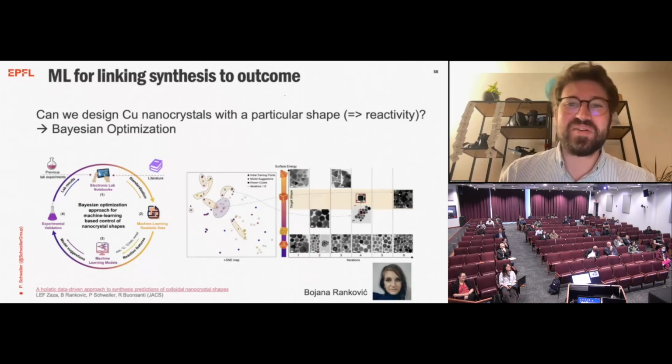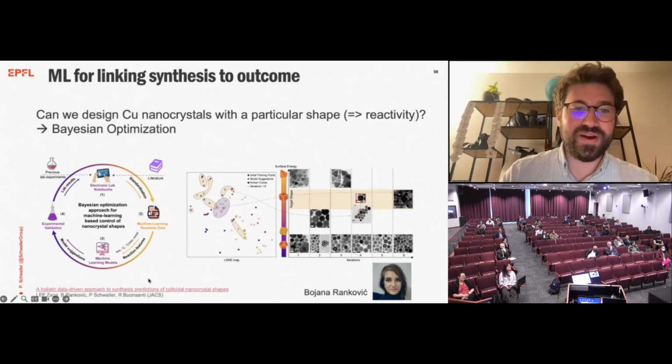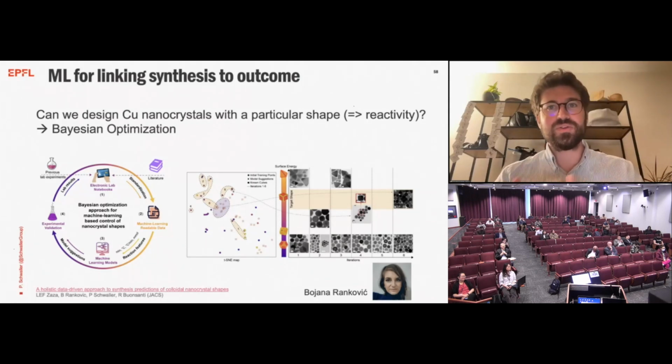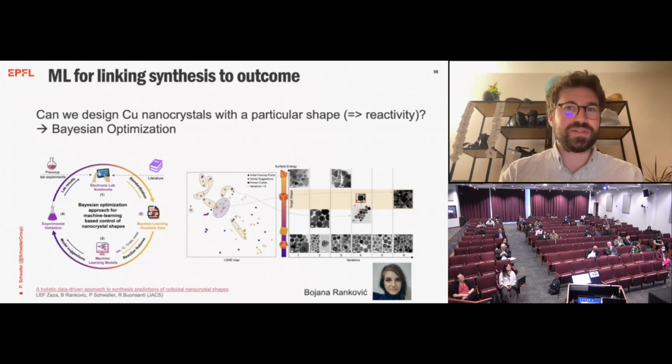One example where we actually achieved experimental validation is with Bojana in a collaboration with the Monsanti lab at EPFL, and there we wanted to use machine learning to link the synthesis of a copper nanocrystal to its outcome. And as a proxy for reactivity, we looked for synthesizing copper nanocrystals with a particular shape.